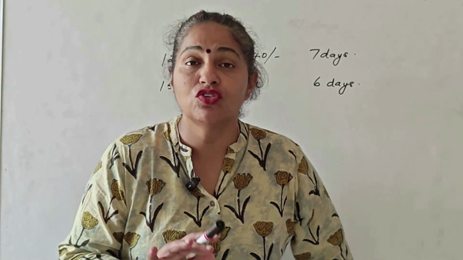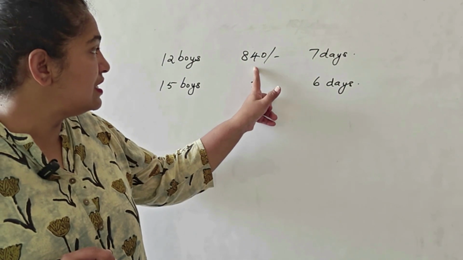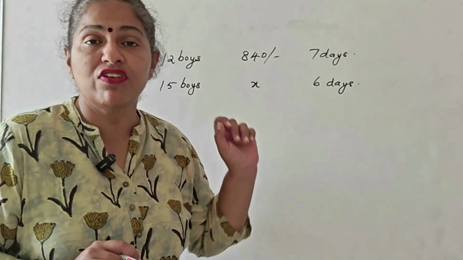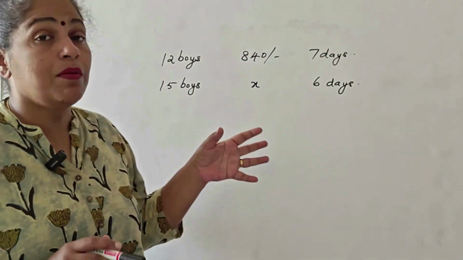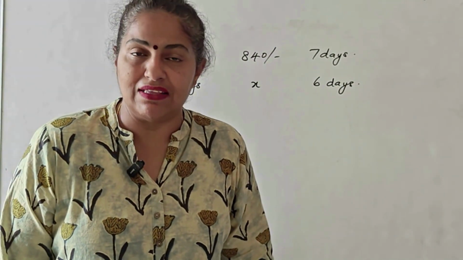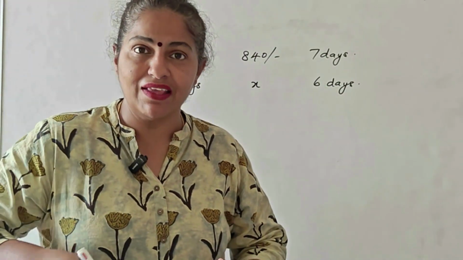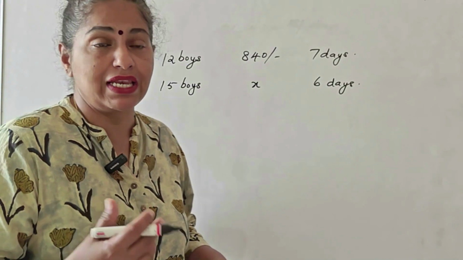Now let us move on to the next type of sum. 12 boys earn rupees 840 working for 7 days. What is the amount or what is the money earned by 15 boys working for 6 days? Now this kind of sums are actually very interesting. Let us see how we can solve it quickly.